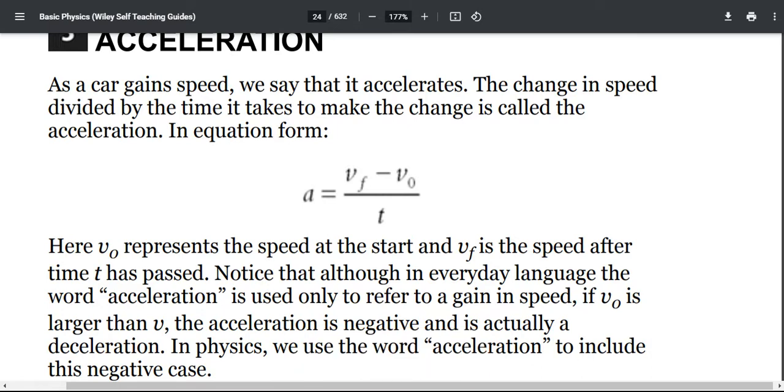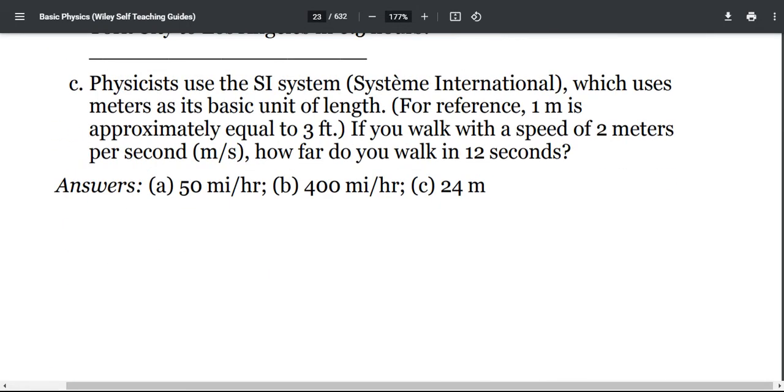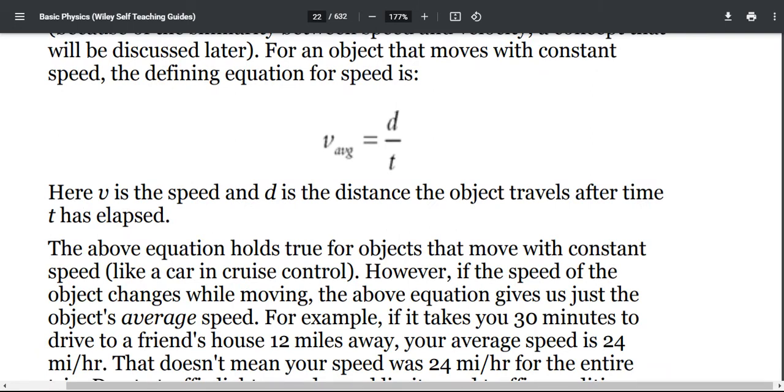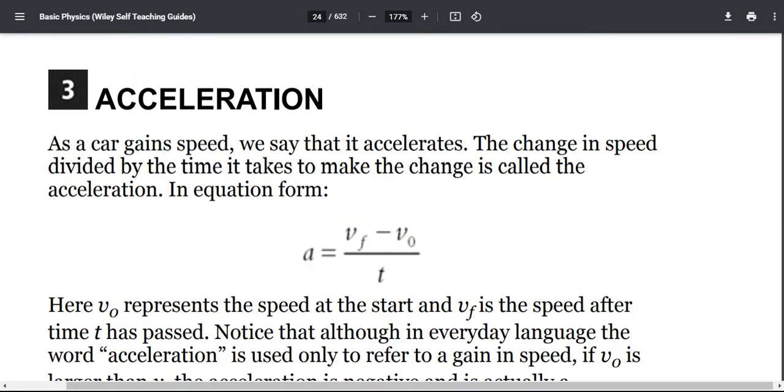So in our case, acceleration equals Vf minus V0 divided by t. V0 is the starting point for our car and t is how much time it took, just as in v equal to d divided by t, speed equals distance divided by time. So the formula for acceleration is a equal to Vf minus V0 divided by t. Again, V0 represents the speed at the start and Vf is the speed after time t has passed.